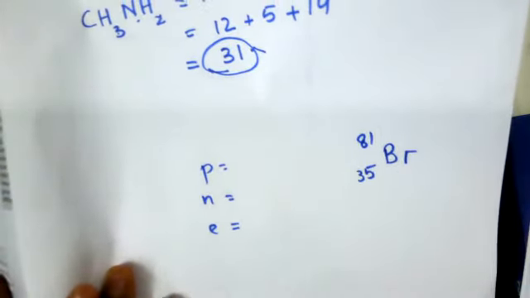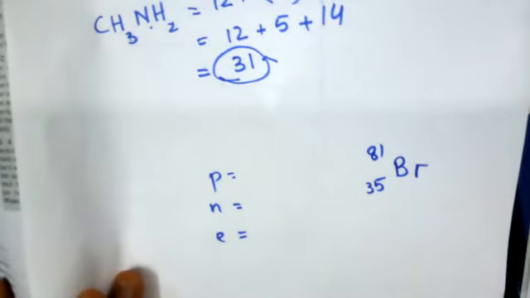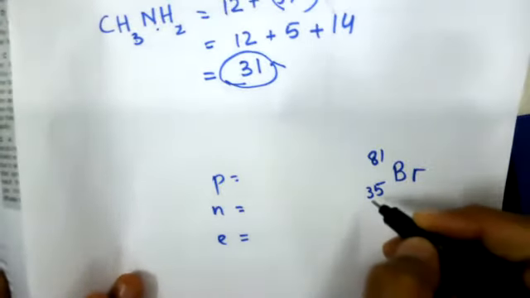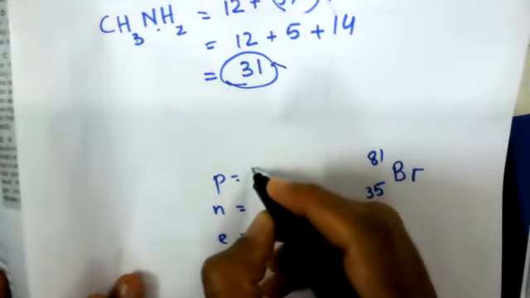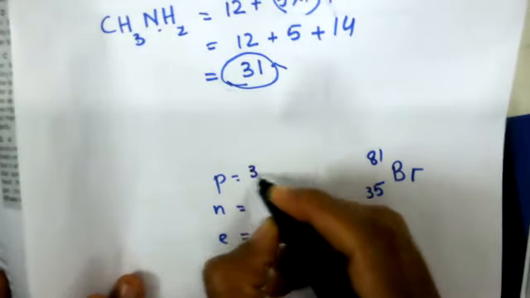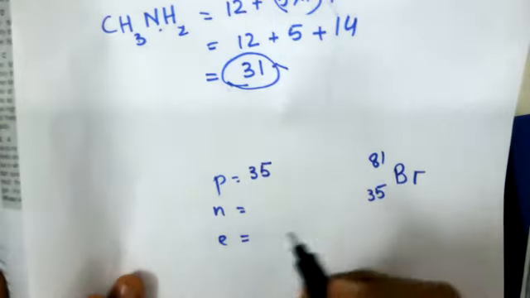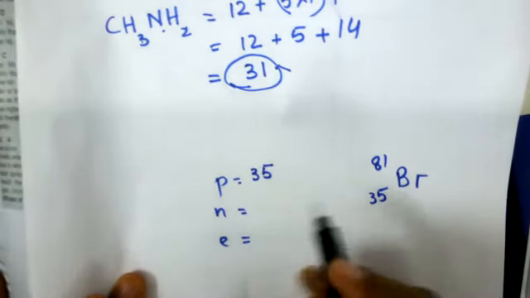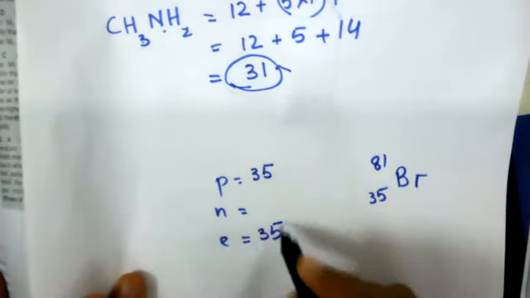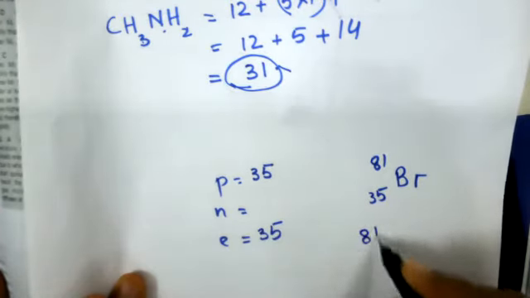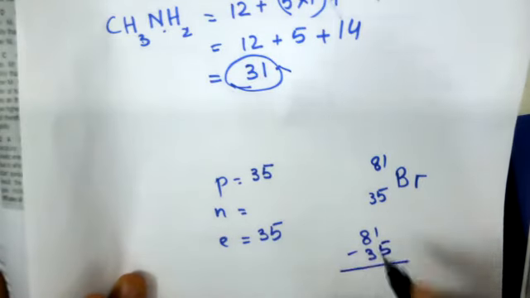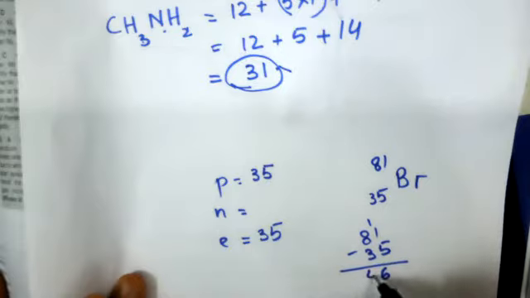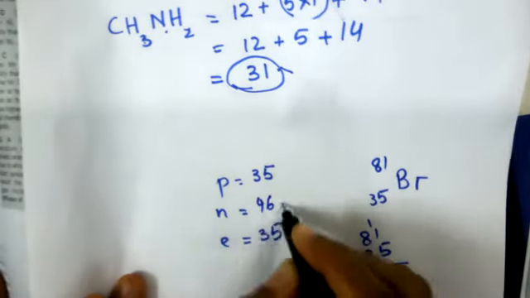Yes, Sabiha. Protons are 35. Please speak louder. 35, and electrons are 35. For neutrons we have to do 81 minus 35, and the answer will be 46. Yes. Okay. This part is done.